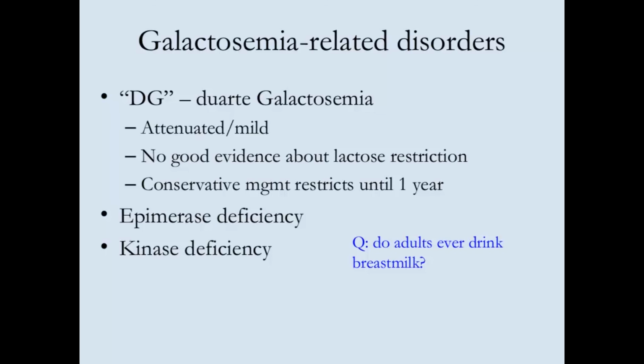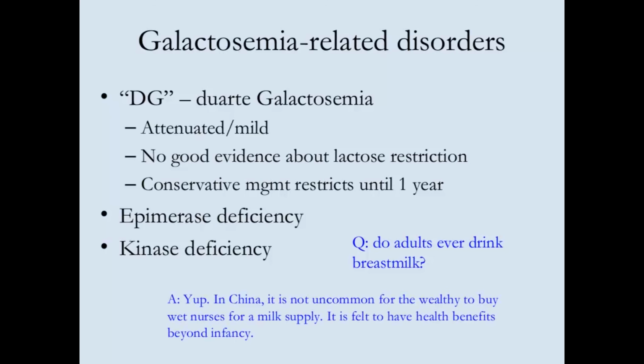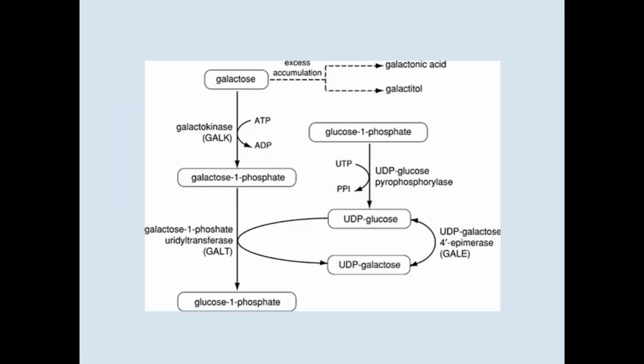So I think this is your last question. Do adults ever drink breast milk? Think on that. And the answer is yes. It's not only in China, but just for instance, in China, it's not uncommon for wealthy people to buy wet nurses so that they can have a supply of breast milk. And it's also felt to have some health benefits beyond infancy. Some people will claim that it's good for cancer treatment and things like that, but I don't know, to each his own.